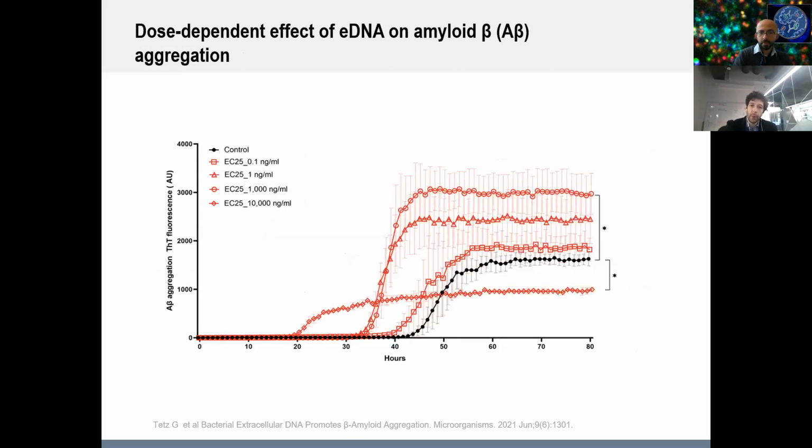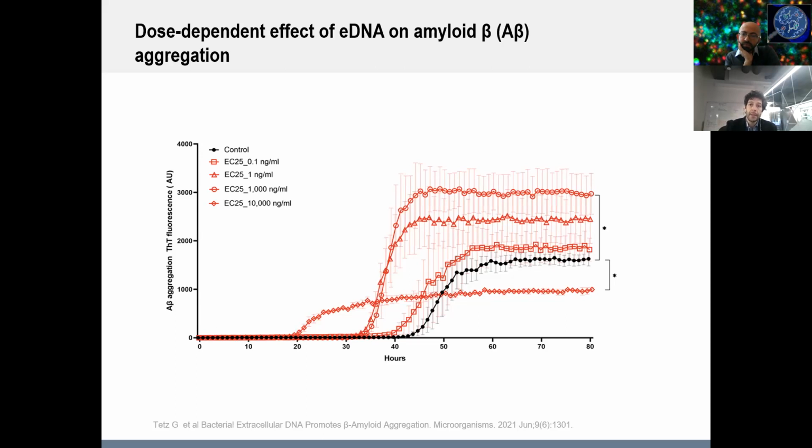Finally, we decided to explore the dose-dependent effect of eDNA of E. coli ATCC 25922. And we added eDNA at concentrations from 0.1 to 10,000 nanogram per mL, so from very, very low to very high. And again, surprisingly, the highest concentration of eDNA at 10,000 nanogram per mL, that is the lowest line you can see, did not increase thioflavin fluorescence, whereas the lower concentrations of DNA from 0.1 to 1,000 nanogram per mL had a clear dose-dependent, very nice effect on A beta aggregation.